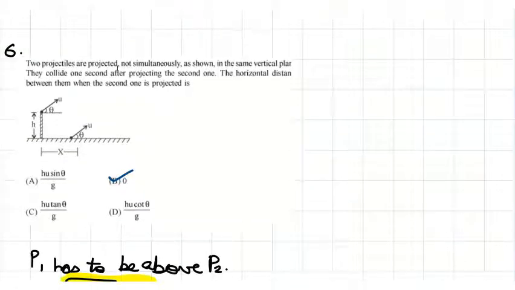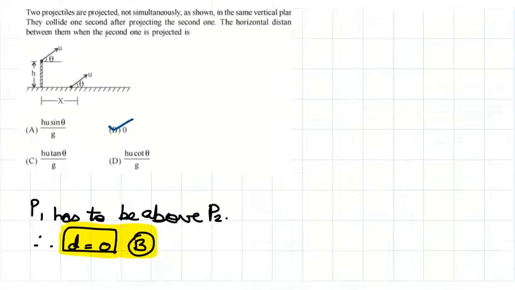The sixth question is related to projectile motion as well as relative motion. When the particles have the minimum distance between them, at that time the particles collide. That's what is given in the question. So we need to find the horizontal distance between them when the second projectile has been projected. Since they collide when projected, they have to move along the same line. That is, this distance has to stay constant throughout.